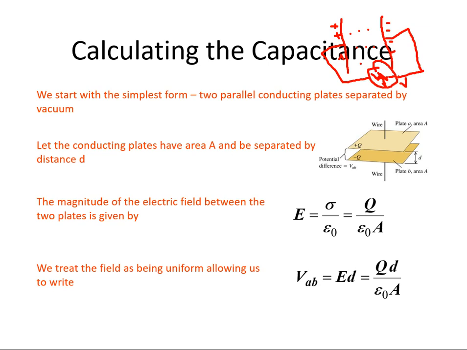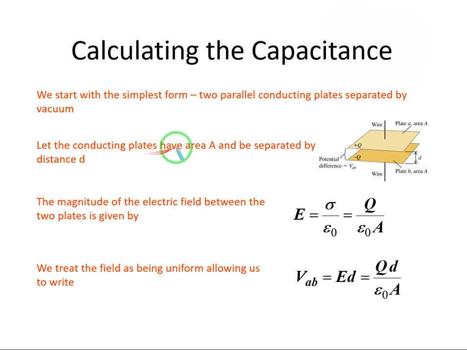Okay, so coming to another slide. This slide is calculating the capacitance. So we have two plates, and the plates have a positive and negative charge, and we have a potential difference which is represented by VAB. So plate A and plate B. Plate A has area A, and plate B has the same area. The distance between the two plates, or the separation distance between the two plates, is D.